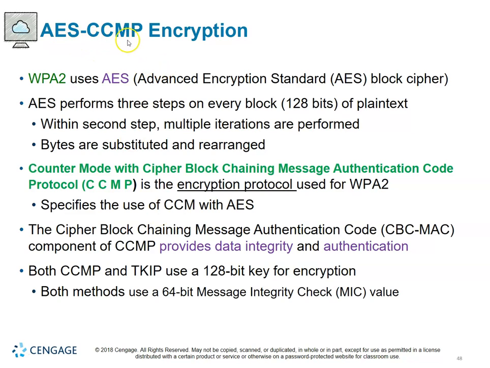We have AES CCMP encryption. Remember we talked about AES, that's the Advanced Encryption Standard block cipher. We talked about that back in cryptography. That's what's used by WPA2. If you remember, it performs 3 steps on every block. That's 128 bits of plain text, and within the second step they do multiple iterations where bytes are substituted and rearranged. So with counter, this is the CCMP part, with counter mode with cipher block chaining message authentication code protocol.